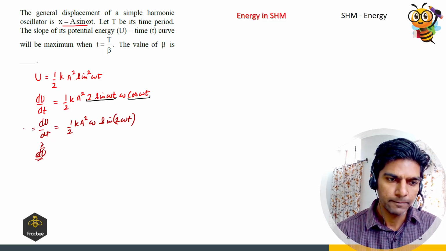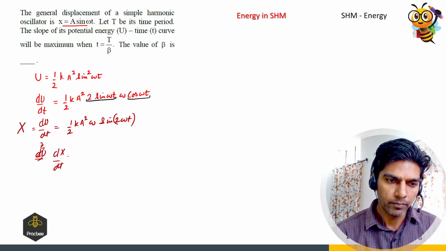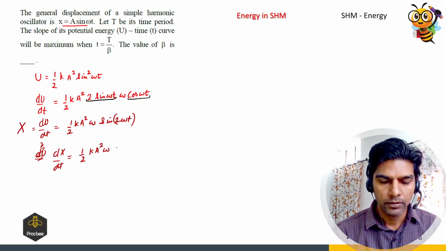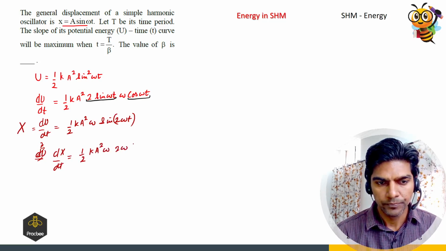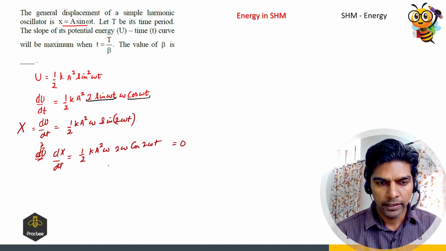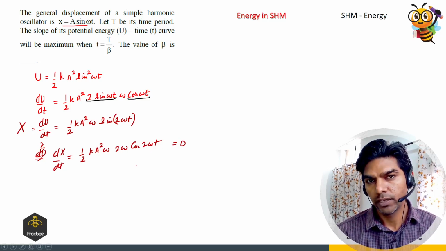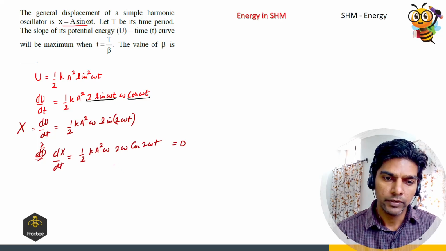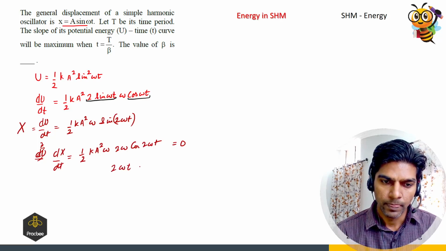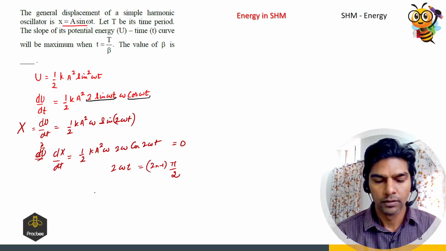Let me call this capital X. Now dX by dt will be half k a square omega, and that will be 2 omega cos 2 omega t, right? So let us put this equal to 0, and we know that the cosine function will be 0 at pi by 2, 3 pi by 2, right? Odd multiples of pi by 2. So we can say 2 omega t will be equal to (2n minus 1) pi by 2.